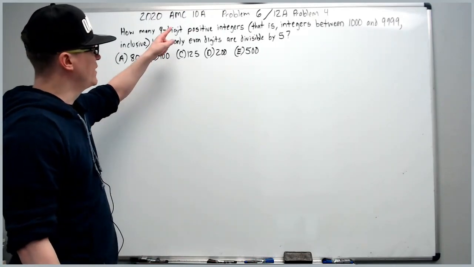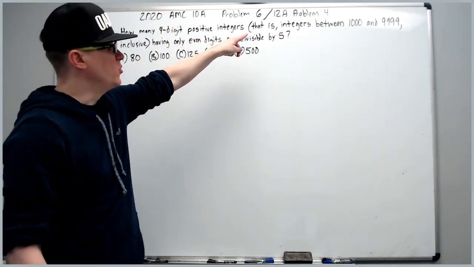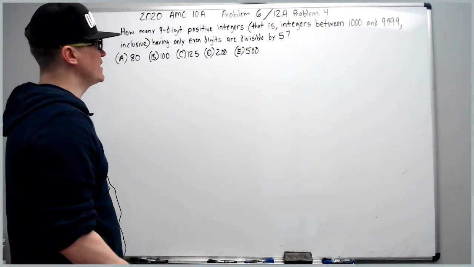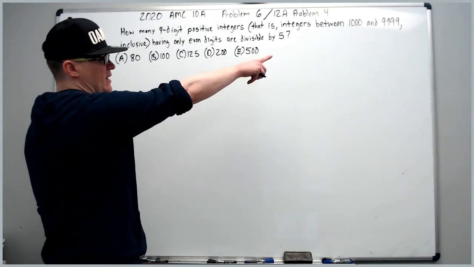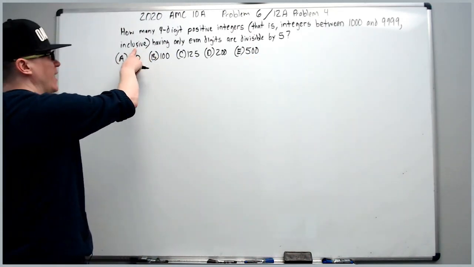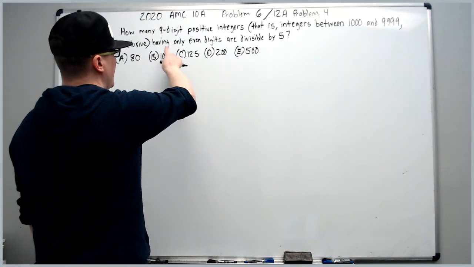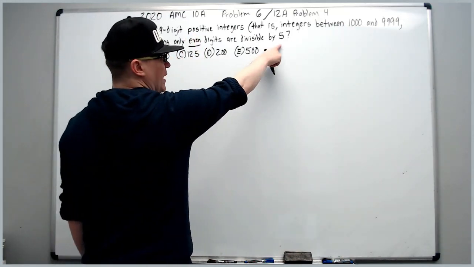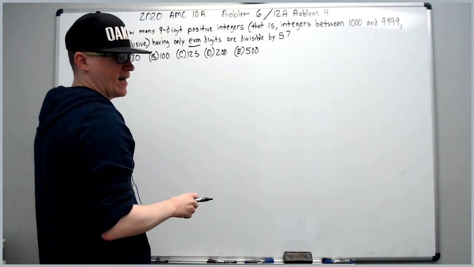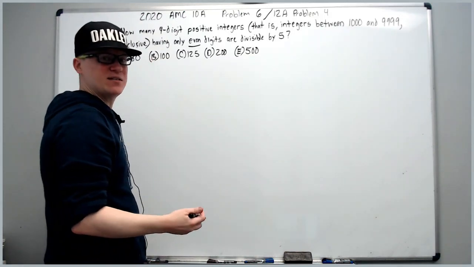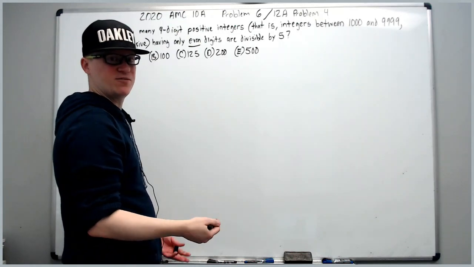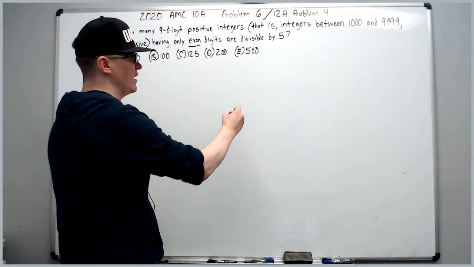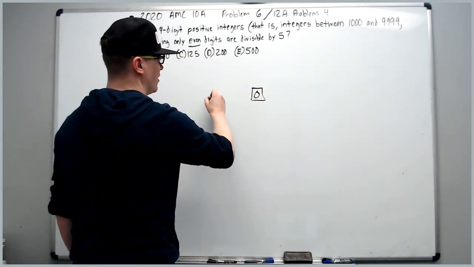Okay, in the 2020 10A problem 6, which was also the 12A problem 4: how many 4-digit positive integers, that is, integers between 1,000 and 9999 inclusive, which should be obvious, having only even digits are divisible by 5? Well, if you can have only even digits and be divisible by 5, it's going to have to end in 5 or 0 for the 5, but you can't have the 5 because it's even. Therefore, it must end in 0.